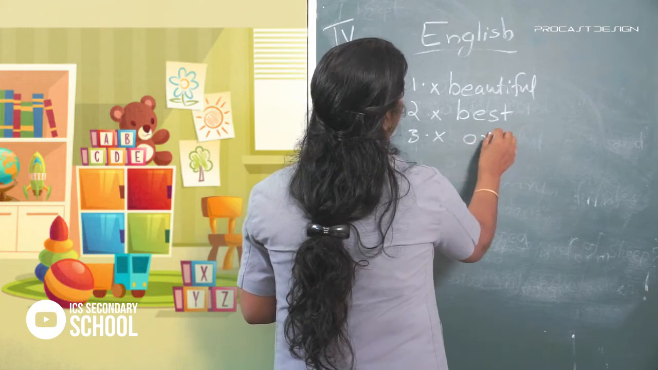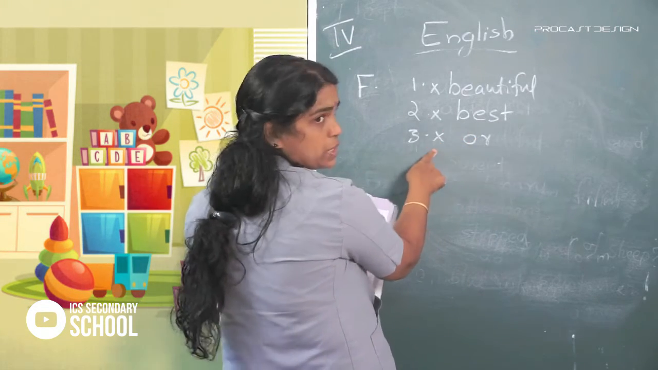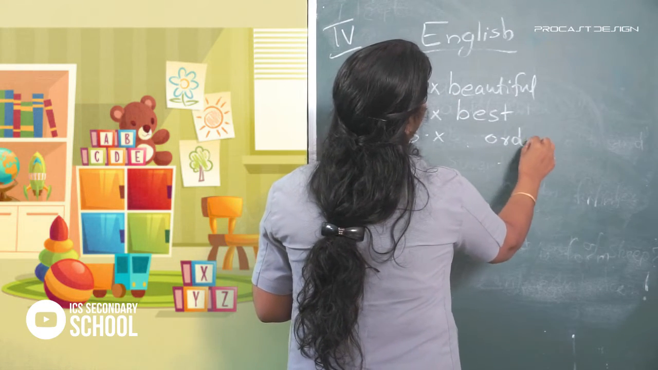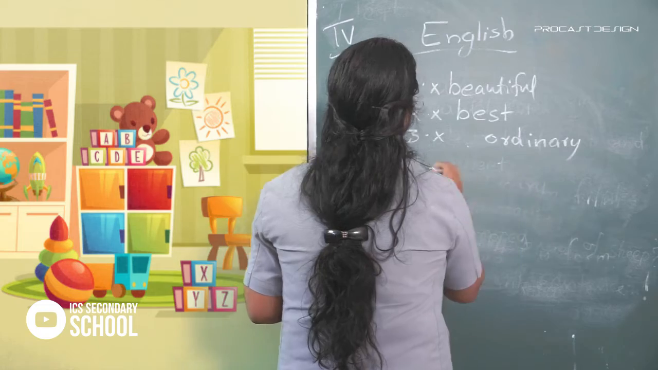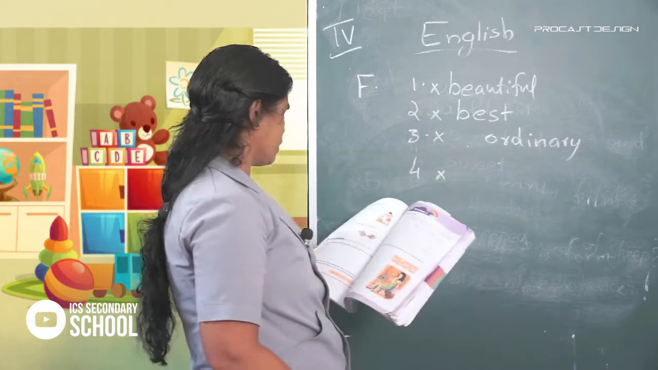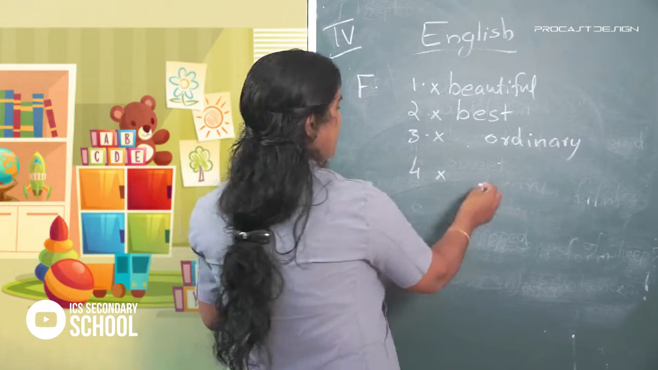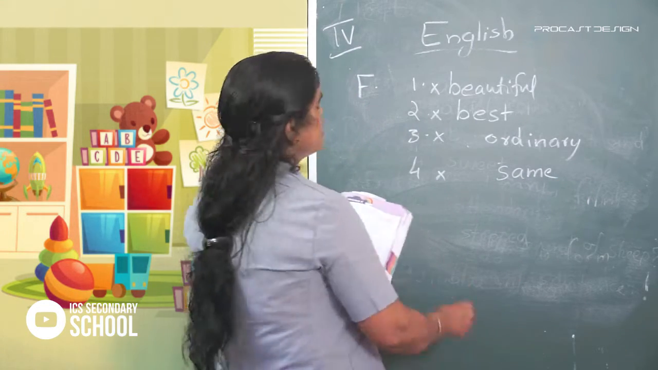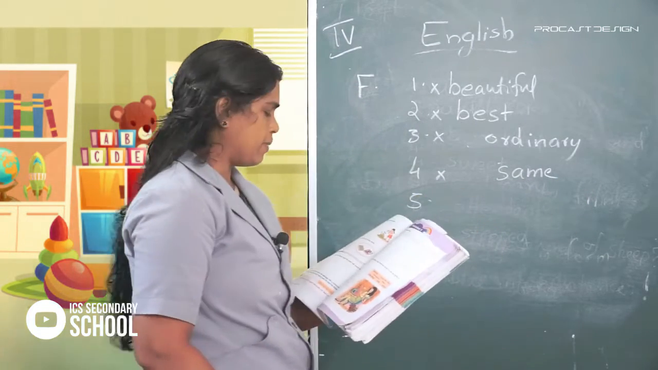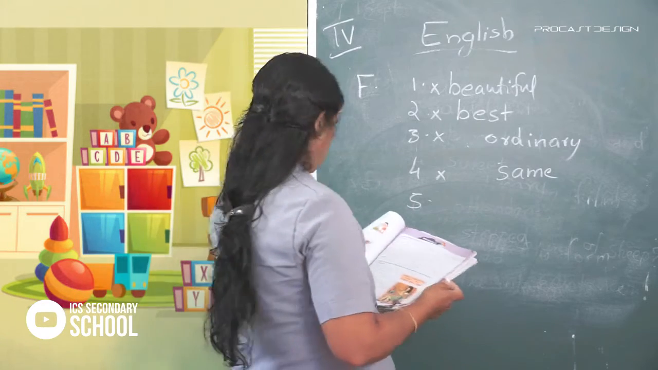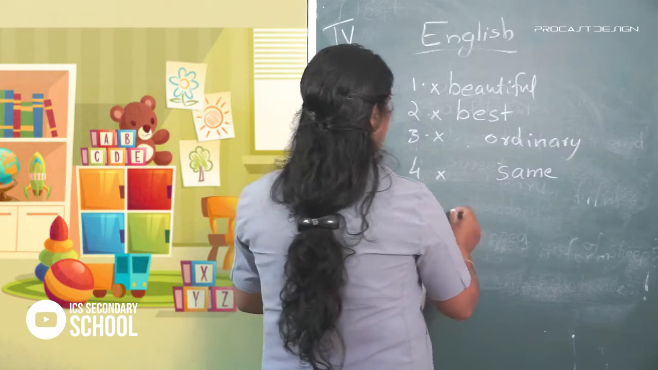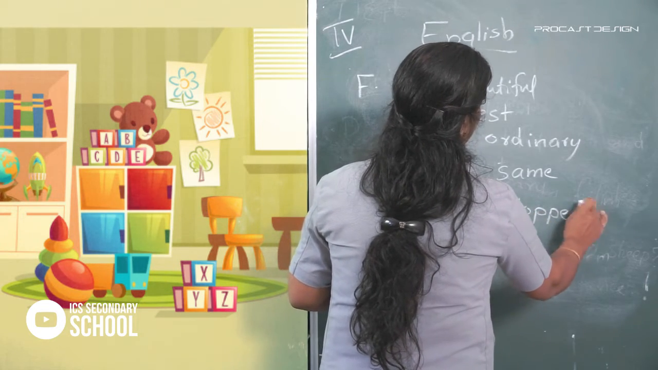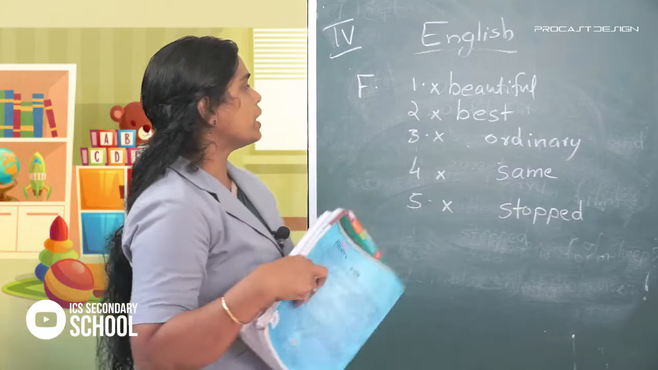Extraordinary, ordinary. This is the opposite. Okay. Next one, the fourth. Different, same. Okay. Began, stopped. Began, stopped. Okay.